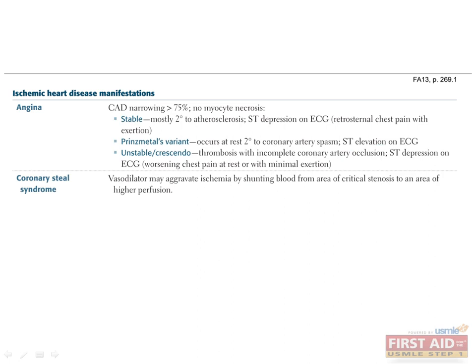Another important concept is coronary steal syndrome. This occurs when a vasodilator, such as nitroglycerin, actually worsens chest pain, and it happens because natural collateral blood vessels that have formed to perfuse the heart are suddenly deprived of their blood flow as it flows to other areas.